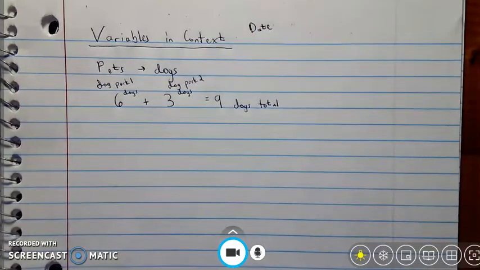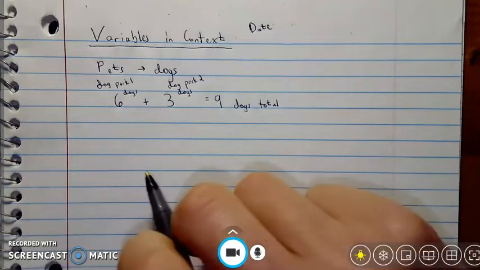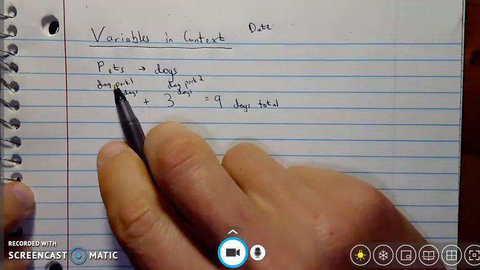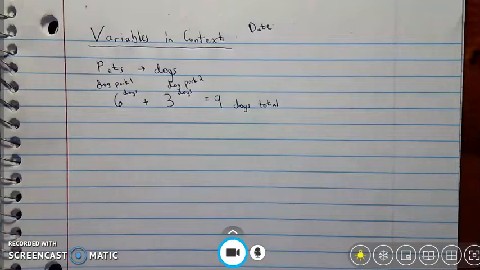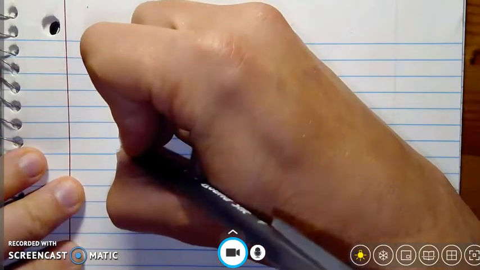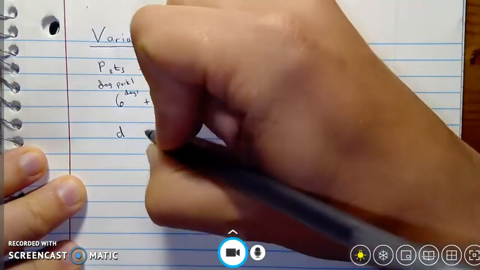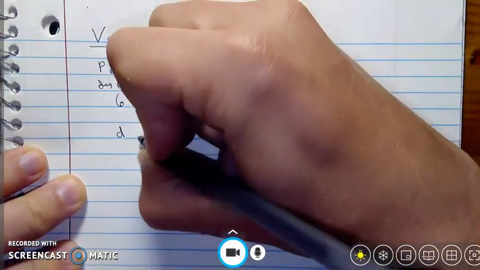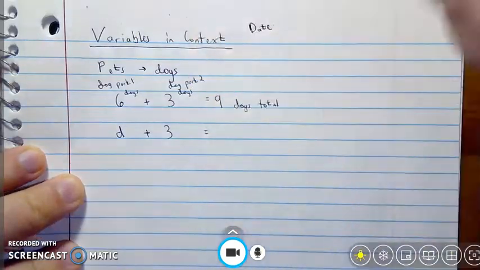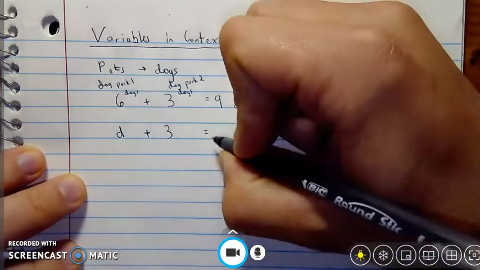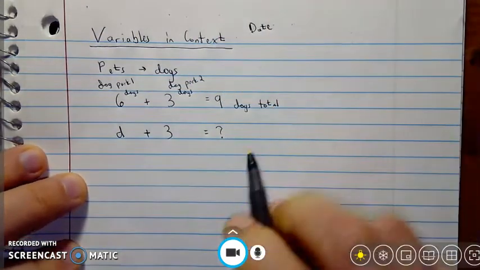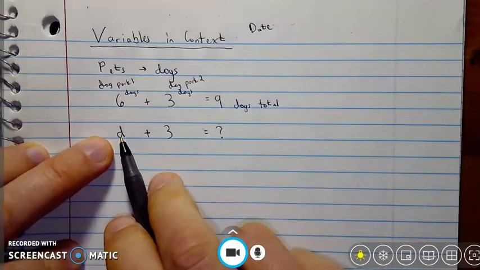The idea of a variable comes in when we don't know how many dogs are in, let's say, just dog park 1. So let's just call that D. But let's say that we're in dog park 2 and we know that there's 3 dogs. Do we know how many total dogs we have? We do not, because we don't have enough information about dog park 1.